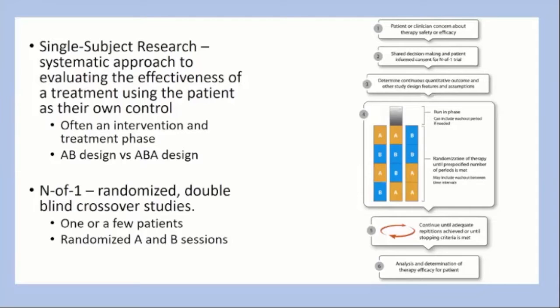And also with your N of 1 randomized control, these are literally randomized control trials. So you have a randomization protocol. It may be one patient, it may be 5 or 6 individuals. And essentially what happens once you start it, let's say A is your baseline.